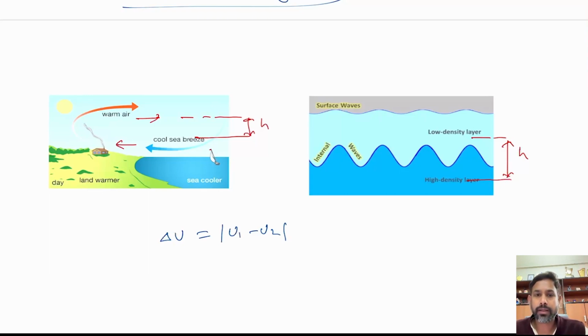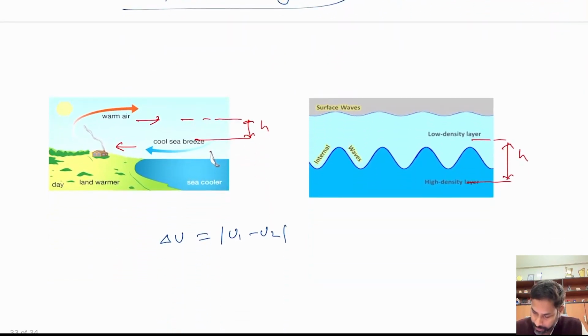We need to know the total difference in delta U, and especially if they are going in two different directions, then that delta U will even increase further, right? So we need to know what is delta U and what is the G prime value, right? Where G prime is delta rho times G over rho infinity.